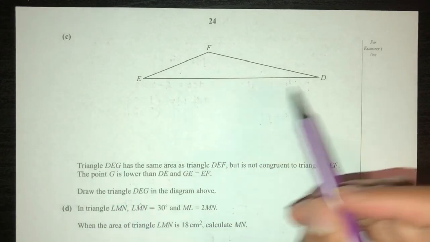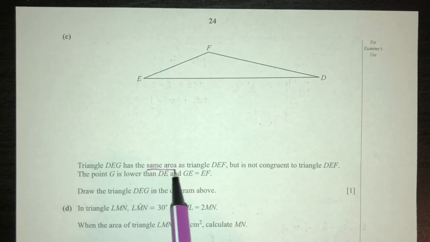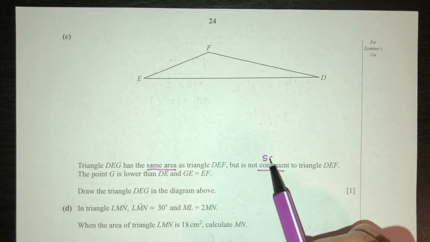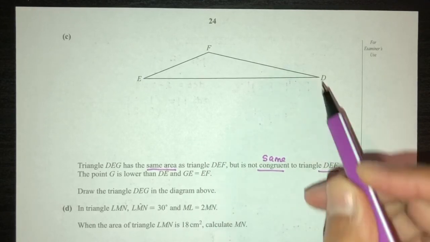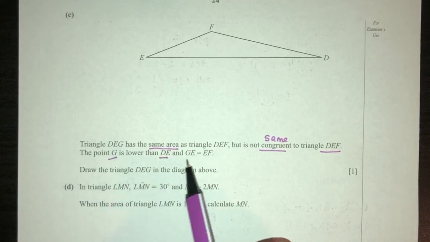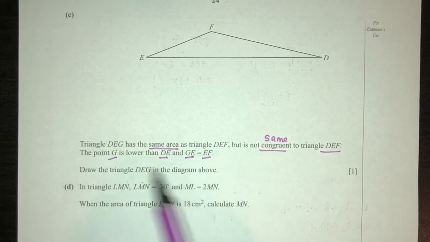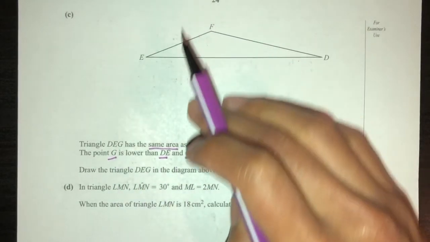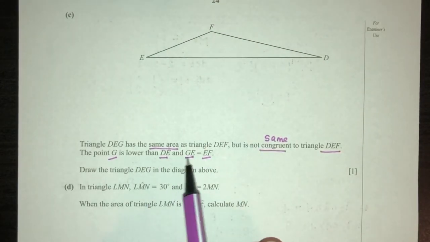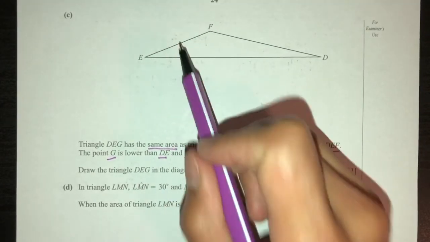Triangle DEG, we don't know where G is for now, has the same area as this triangle, but is not congruent, meaning not the same as this triangle. Now we know the point G is lower than DE, and EG and EF are the same. So here we have two conditions. G has to be below this line, and EG has to be the same length as EF.